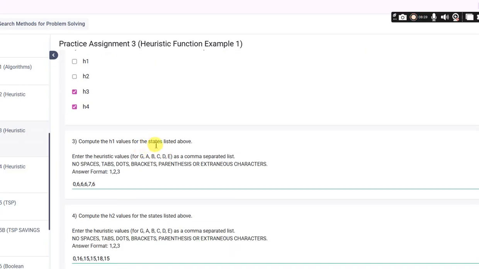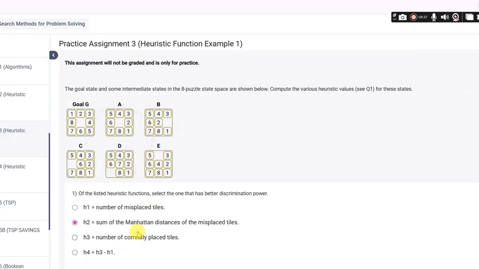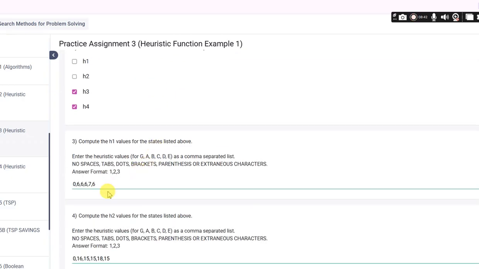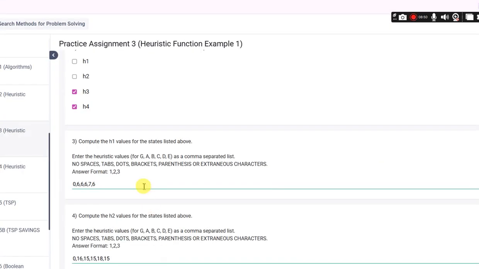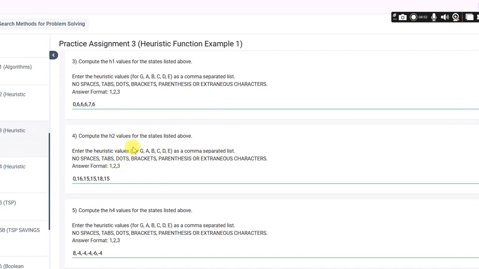Let's compute the h1 values for the states listed above. For h1, the number of misplaced tiles for the goal state will be 0, for A it is 6, B it will be 6. Likewise, goal state it will be 0, 6, 6, 6, 7, 6. Next, we can compute the h2 values. For goal state it will be 0, 16, 15, 15, 18, 15. So you can see 16, 15, 15, 18, 15. For goal state it will be 0.